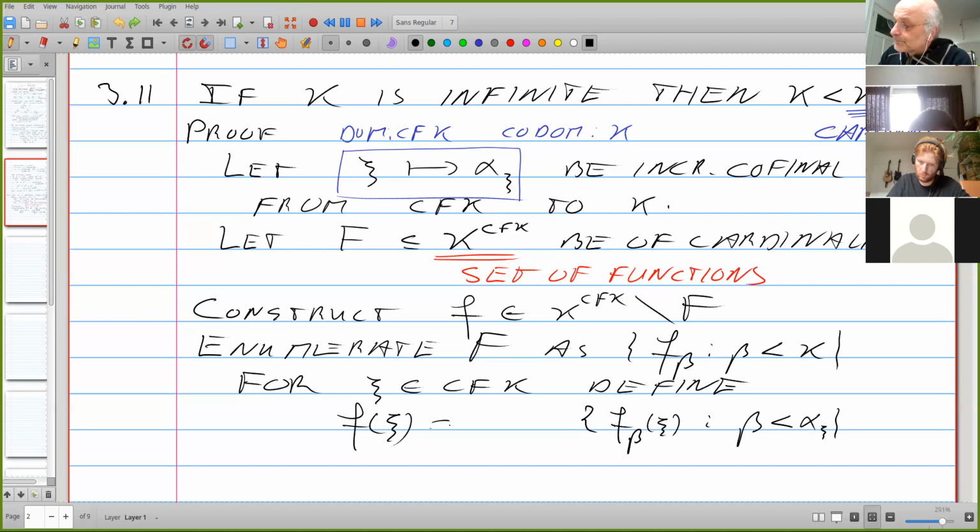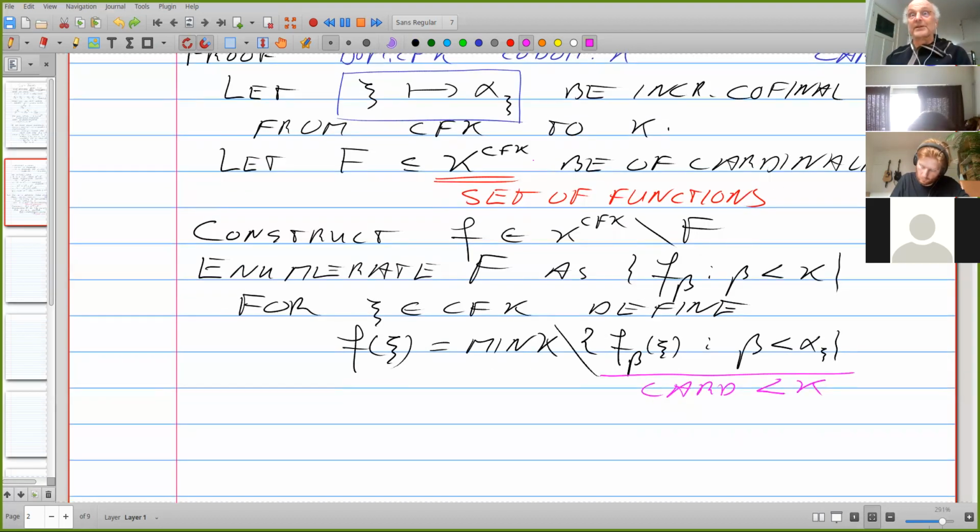So what do we do? We take the minimum of kappa minus this particular set. This set here has cardinality strictly less than kappa. Why? Because alpha xi is a member of kappa. It's smaller, kappa is a cardinal, and so this set is not the whole thing. And f xi is well defined.